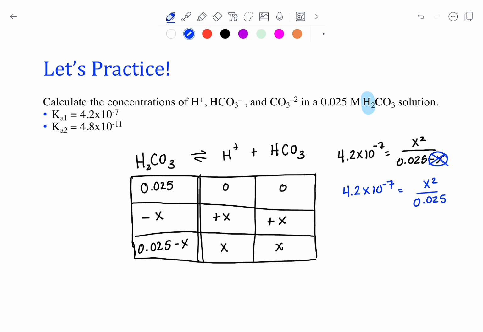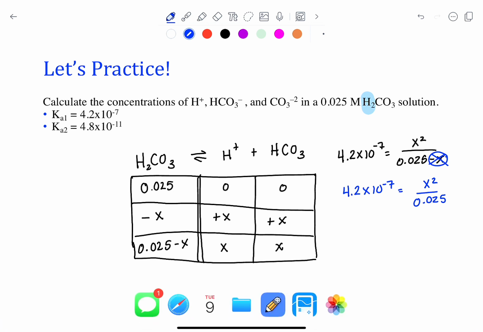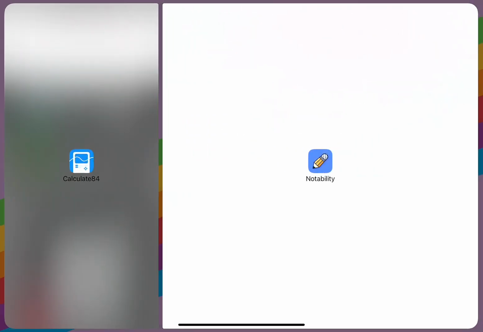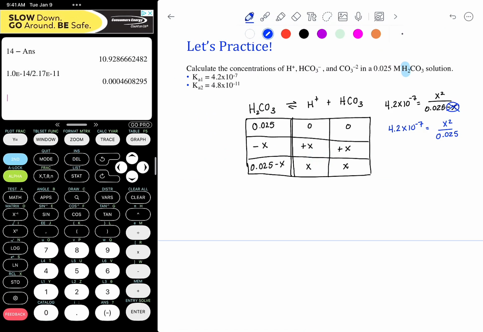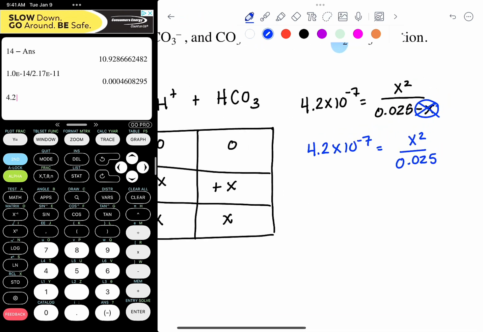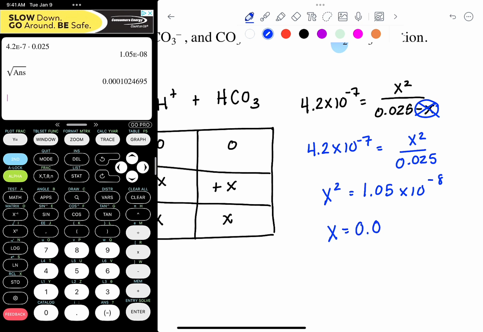So now let's grab our calculators and solve for x together. So we'll take 4.2 times 10 to the minus 7, and we'll multiply that by 0.025. And I get x squared is equal to 1.05 times 10 to the minus 8. We can then do the square root of that value and solve for x. So we get x is equal to 0.000102, and that's a molar concentration.